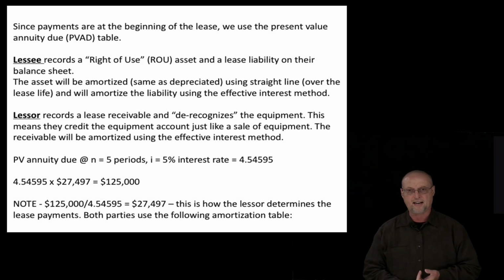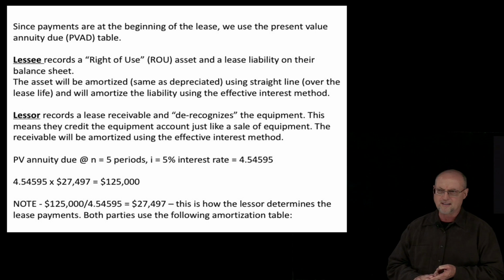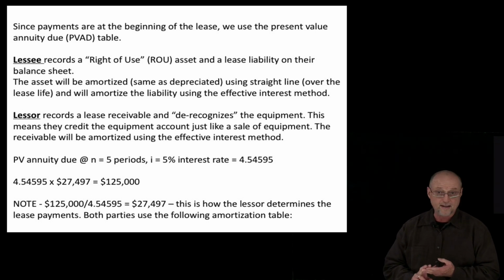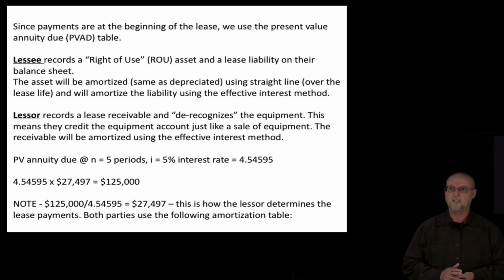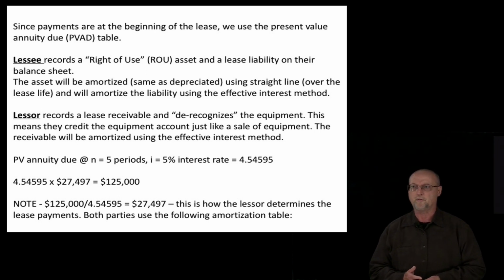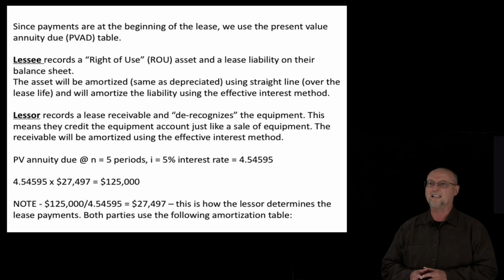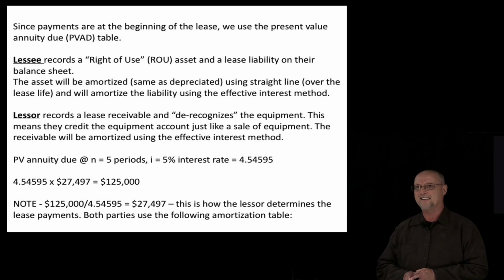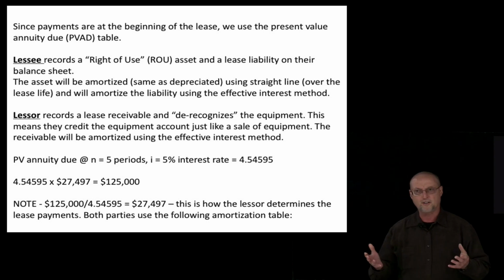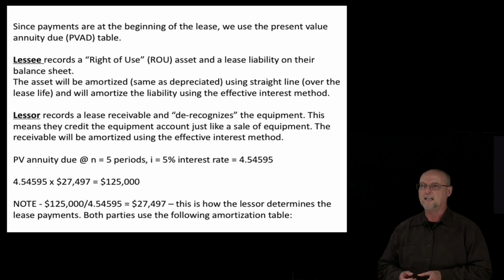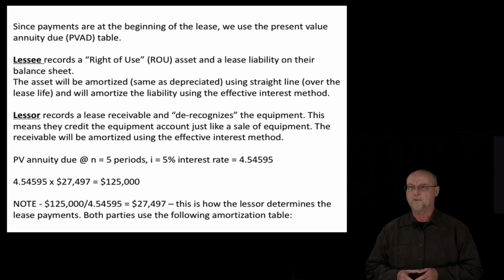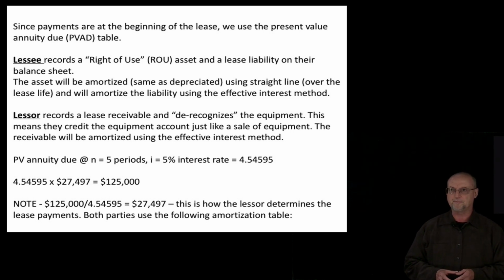Now, we're going to see the effective method in amortizing bonds and amortizing bond investments, as well as leases. It's used in pension calculations, so this is a method you simply need to know. The lessor records a lease receivable, and they derecognize. That's a term that's popped up in the last several years. Derecognition simply means they're going to credit the equipment account to remove it from its balance sheet, similar to a sale. Okay? The receivable will be amortized using the effective interest method.